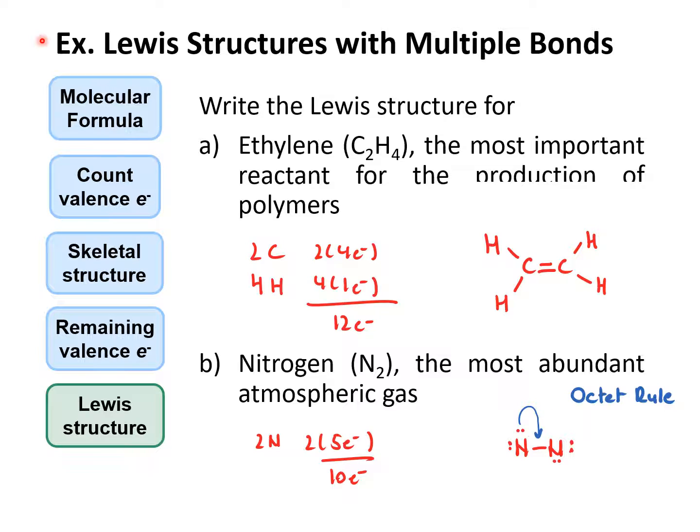And so what we can do is, once again, move our lone pair electrons to form a double bond, and the same thing for the other nitrogen atom, giving us a triple bond between the nitrogen atoms. And this is the correct Lewis structure for N2.